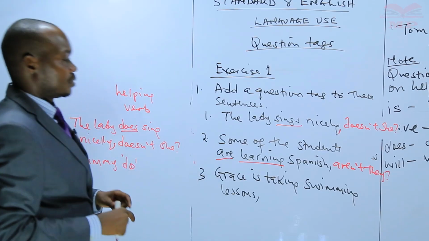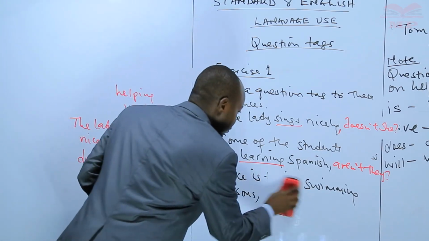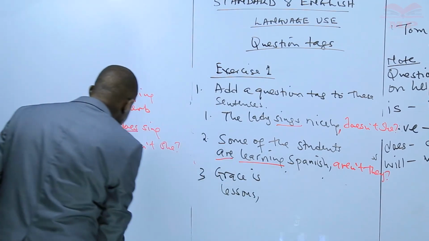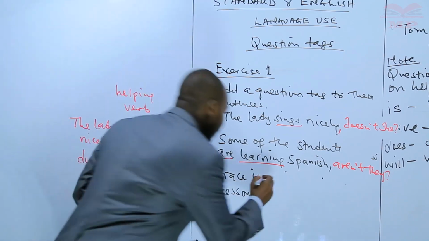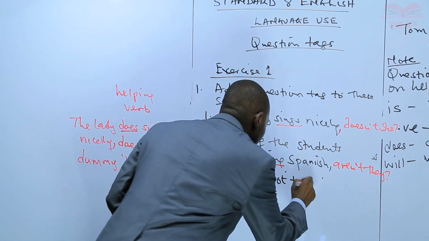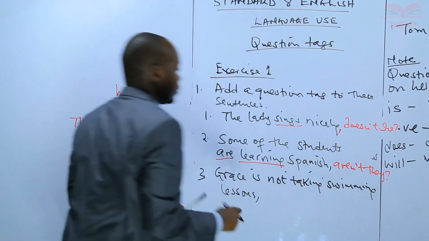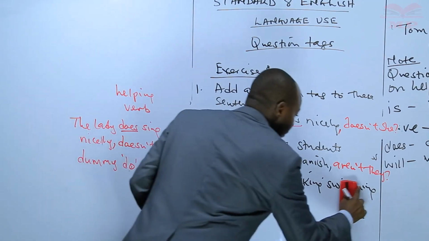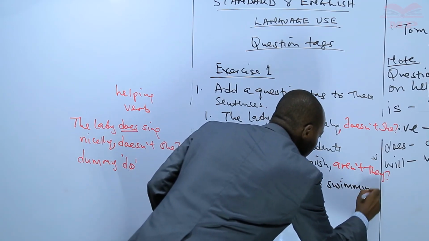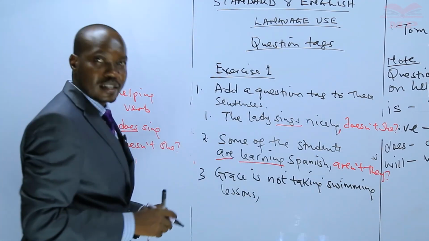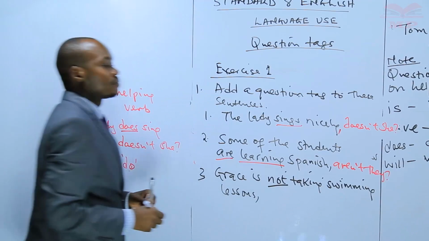Grace is taking swimming lessons. Let me change this slightly. Let me make it negative. Say Grace is not, so we can see the difference. Is not taking swimming lessons. Grace is not taking swimming lessons. Now this sentence is negative because of the word not.